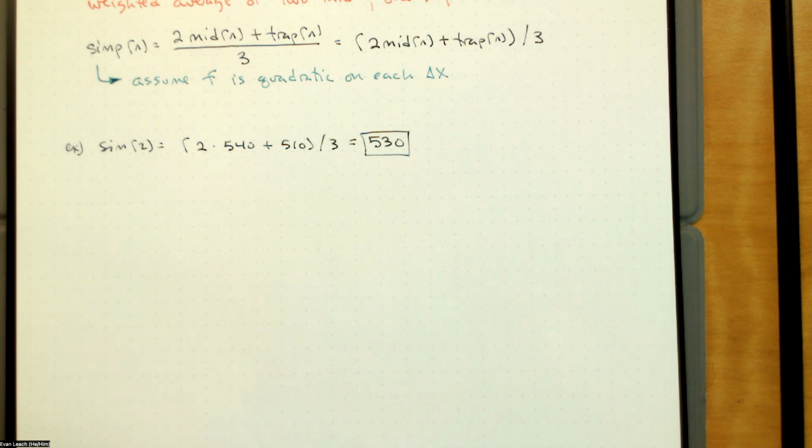Other things that we want to understand: left, right, and midpoint rules all assume that the function is constant. The trapezoidal rule assumes the function is linear, and Simpson's rule assumes the function is quadratic. So presumably there's something else out there. Maybe there's another Simpson-like rule, some other weighted average, where we would assume that the function is cubic on each subinterval. Any questions? How's everybody think?